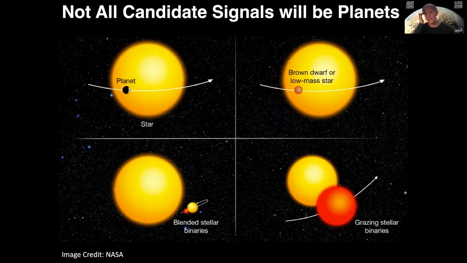So it's important, before investing lots of valuable resources to measure the mass of a planet with TESS, to try to figure out which of these potential transit-like signals are real planets and which of them are astrophysical false positives.